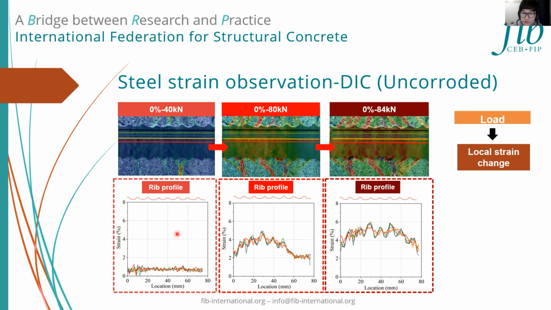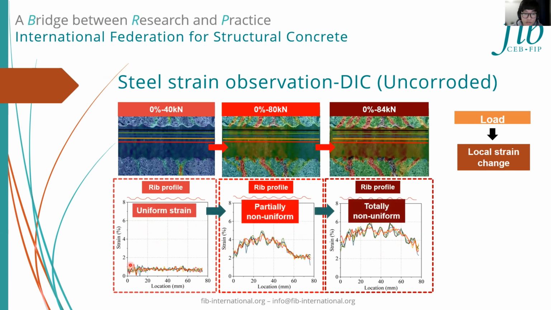So we can see this result. When the load is 40 kilonewtons, the strain is relatively low and quite uniform. When the load increased to 80 kilonewtons, some part of the strain is not uniform, but some part, for example, the right hand side, is still uniform and relatively low. Then the load continued to increase to 84 kilonewtons. The strain is totally non-uniform in the observation window.